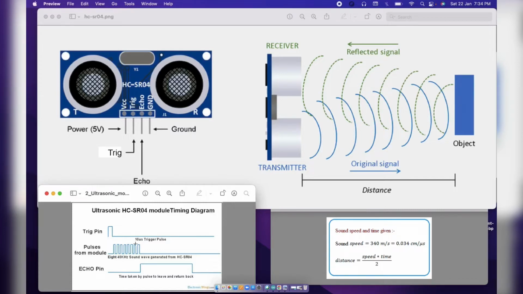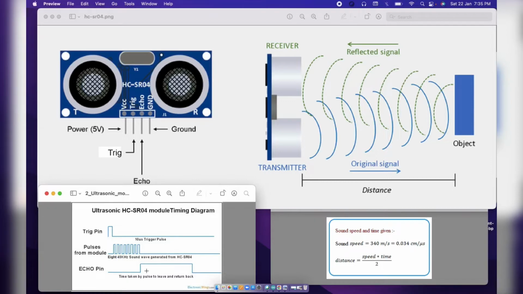Before writing the program, we should know the timing diagram of this ultrasonic sensor. First and foremost, the trigger pin generates a 10 microsecond pulse. Soon after the completion of the 10 microsecond pulse, internally the transmitter circuit generates a 40 kilohertz sound wave, 8 pulses. Soon after that, the echo pin goes high.